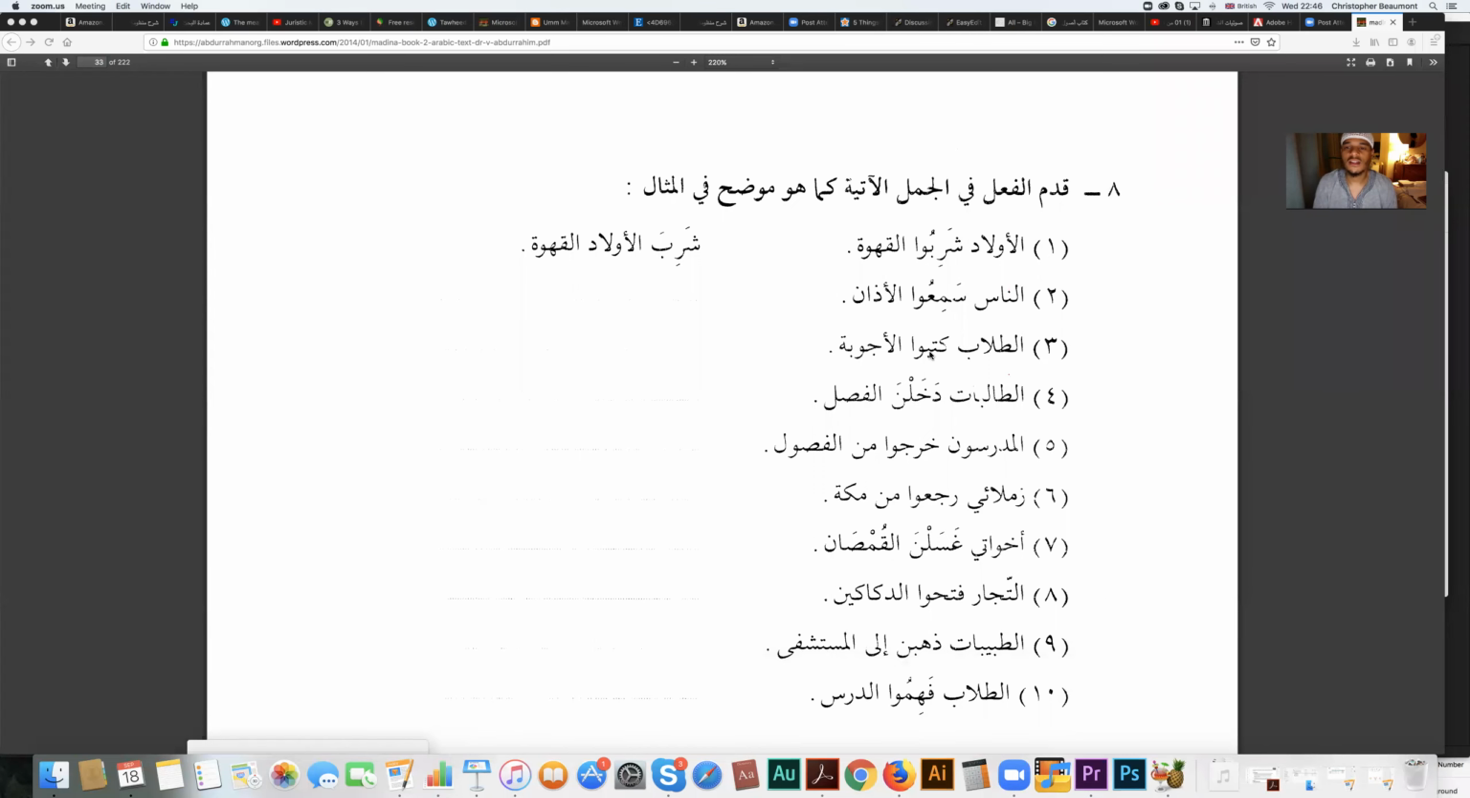It says قدم الفعل في الجمل الآتية كما هو موضح في المثال. All you have to do, guys, here is identify where the verb is and then place the verb in front of the sentence, at the beginning of the sentence. That's all you have to do.